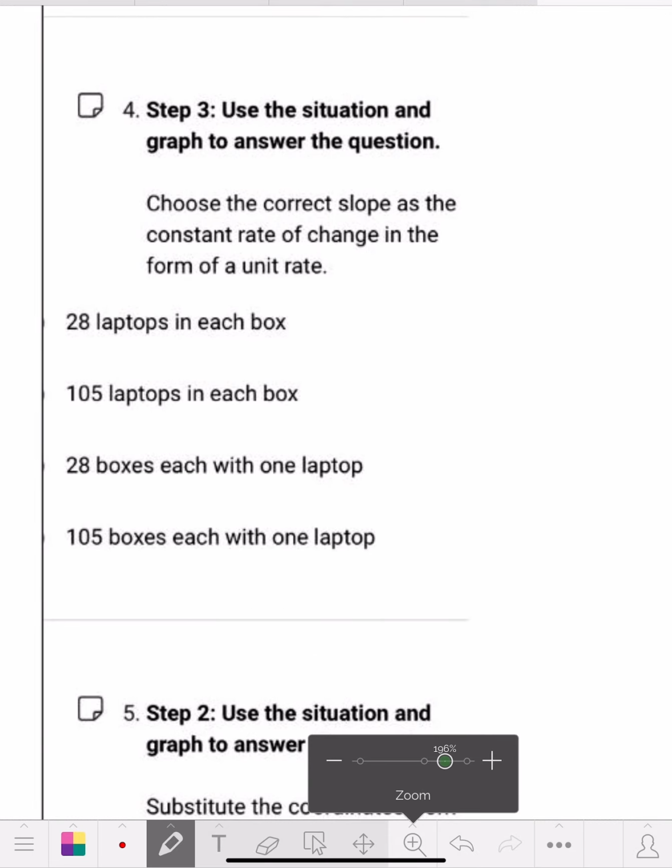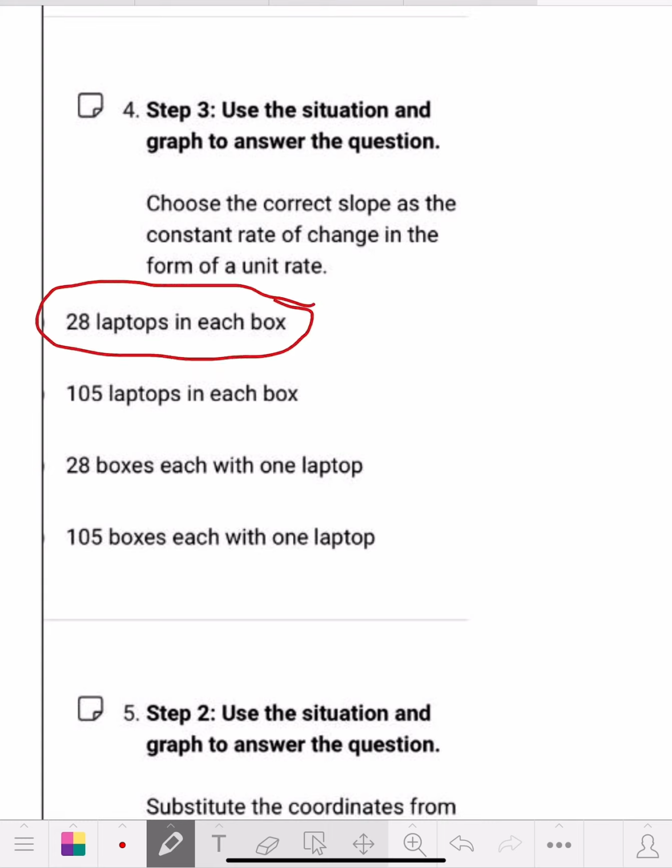Now, use this situation and graph to answer the following questions. How many laptops in each? Well, hey, we already figured that out. It's 28. 28 laptops in each. We did that, okay? You just read these, and some of them are silly, okay? 28 boxes of one laptop? Nah, I don't think so. 105 boxes of one laptop? These are silly answers, okay? So even if you didn't know how to solve this, you're now down to just two, okay? And you know 105, that's a huge number, okay? So there's 28 laptops in each box, okay?